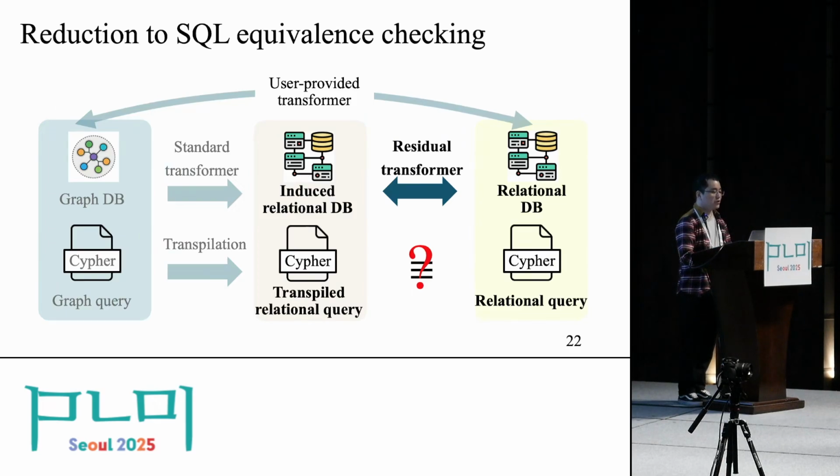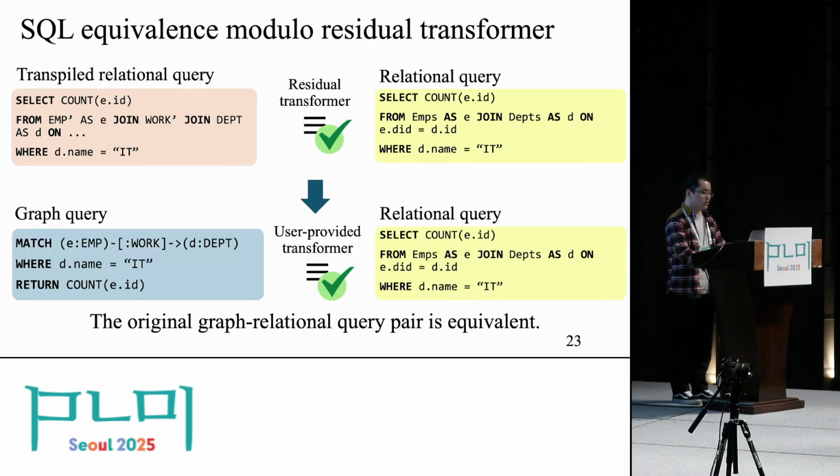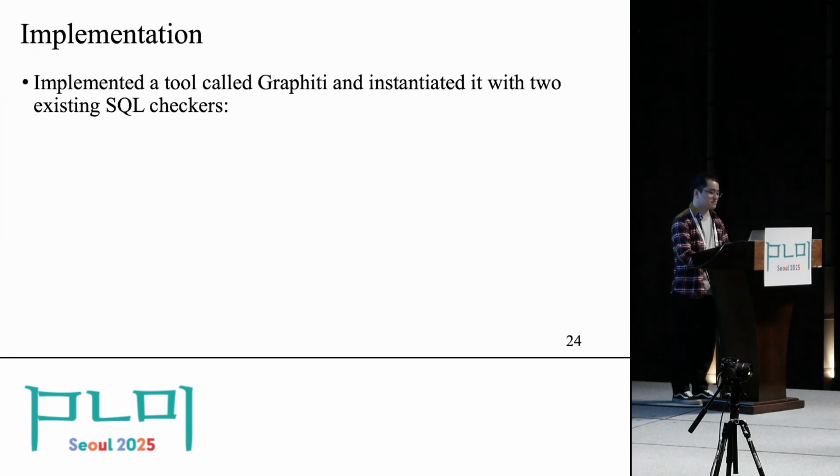With all these components in place, we finally can check equivalence for these two relational queries. Using an existing CQ equivalence checker, we can prove this transpiled relational query is equivalent to this target relational query modulo the residue transformer. That's to say, the original graph-relational query pair is equivalent modulo the user-provided transformer. This is the whole verification process of this work.